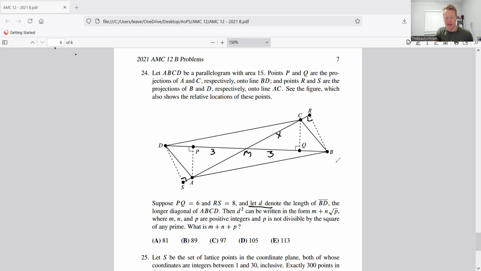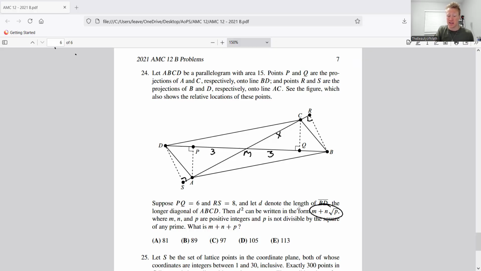Let D denote what BD is. So I'm going to stop for a second again and look at BD. We're asked to find D squared. And when they say can be written in the form, I just stop reading. At that point, you need to get to the place where you know what D squared is, and then you worry about what form it is.